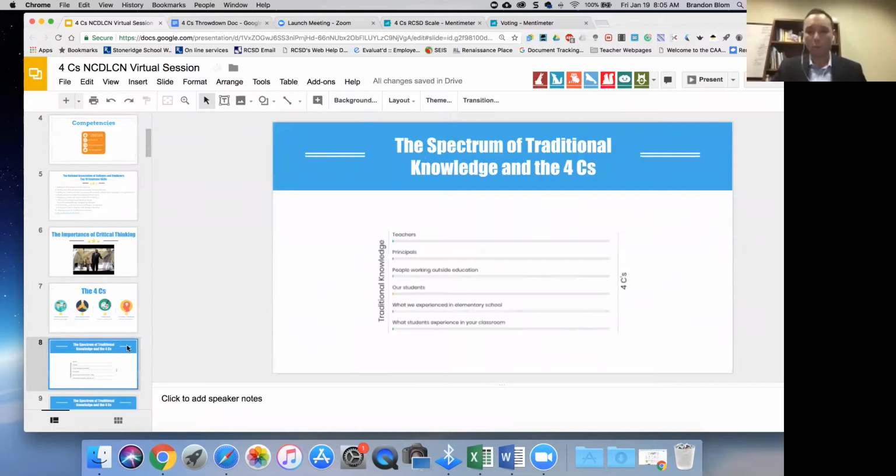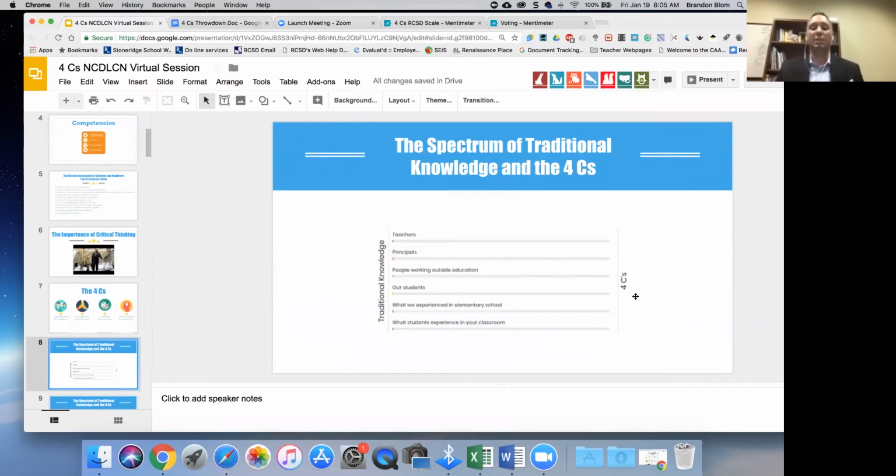What we're going to do in a minute is, this is a spectrum, and basically the way I think of it is, what do teachers need to be successful? Do they need more traditional knowledge, or more of the 4 C's? What do principals need? What do we need to be successful? What do people working outside of education need? I know that's a huge, broad category. What do our students need, knowing the world's going to be different for them? If we have a 2nd grader 15 years from now, what are they going to need? More traditional knowledge, or more 4 C's?